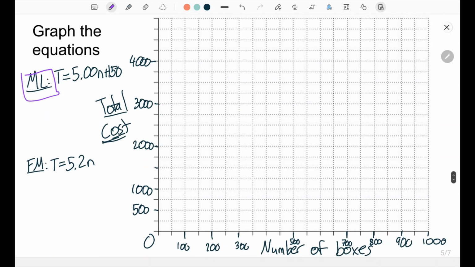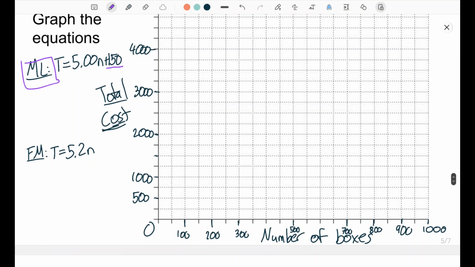And what we can do, if we're ever graphing a line, we can always start with the y-intercept. These are written in slope y-intercept form, so that number at the end, in this case the plus 150, is our y-intercept. So every 1 box is 250, so it's a little bit above, like that.